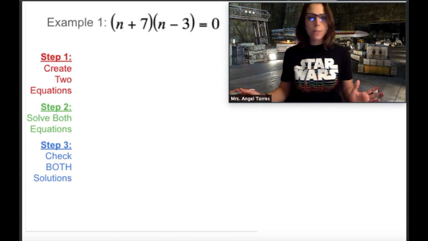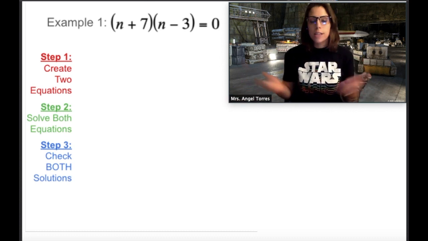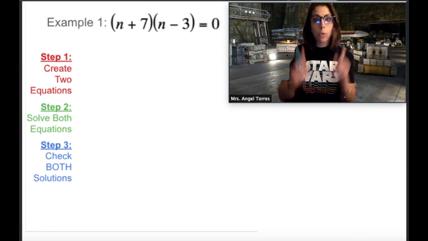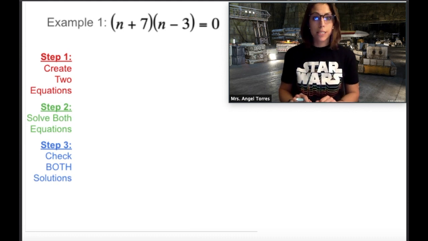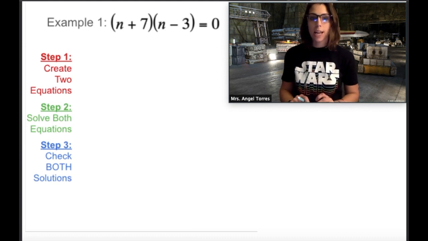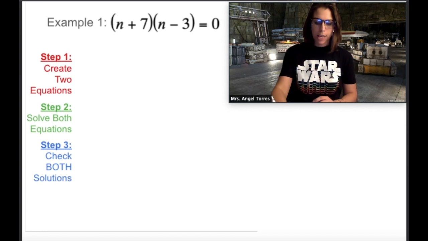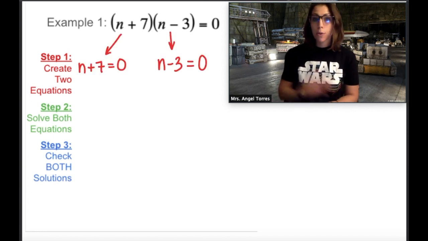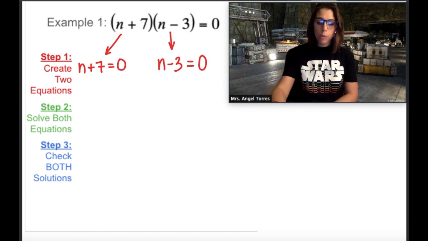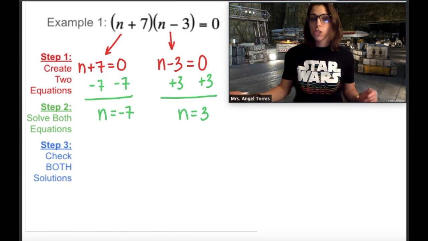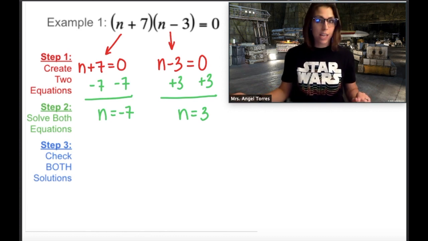There's a couple different ways to do this. You could use the process of setting up and solving equations, or as I'll show you after, you could do this mentally. Let's say we were to set up two equations, where both of those groups are set equal to 0. From here, we would simply solve both of the equations. That would lead us to n equals -7 and n equals 3.